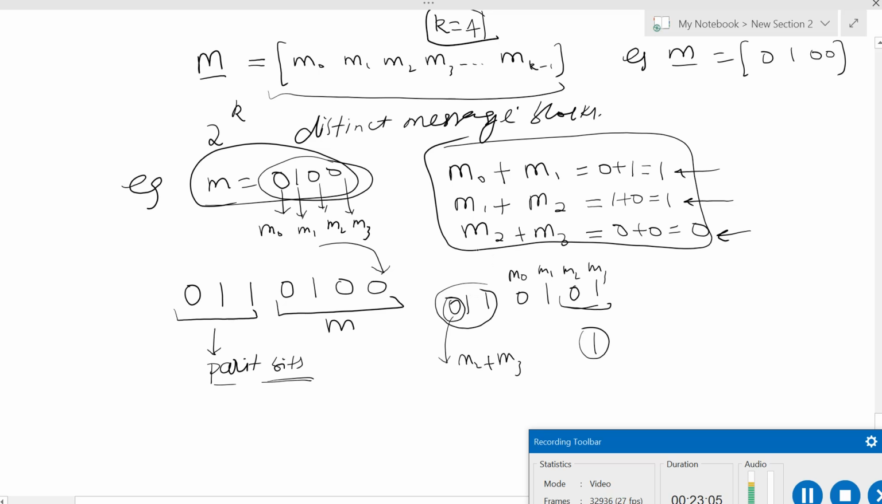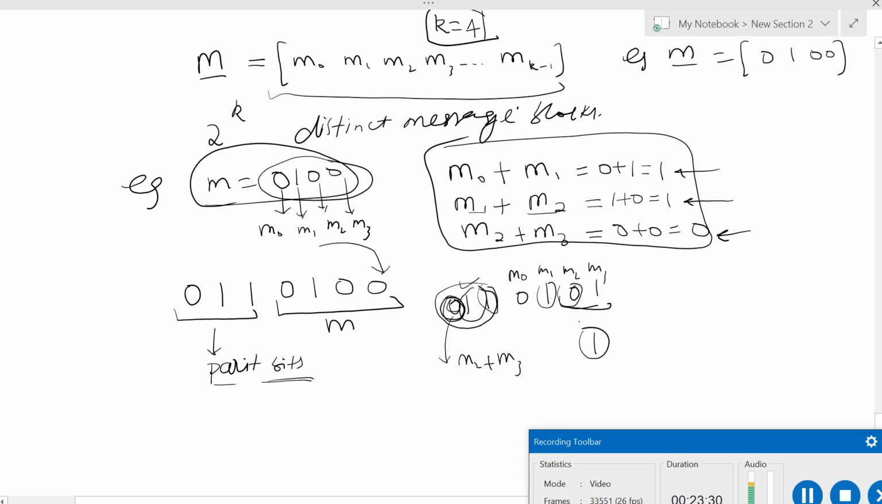Similarly, receiver knows that the second bit is M1 plus M2, right? So M1 plus M2 is 1. It is 1, it is correct. And the third one is M0 plus M1. That is here M0 plus M1. That again is correct. So only this one is wrong. Okay.